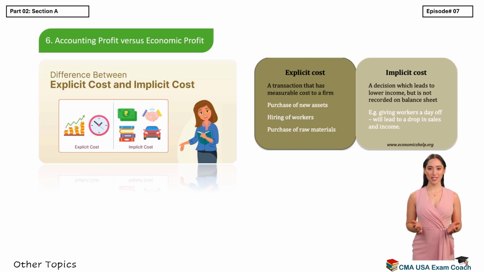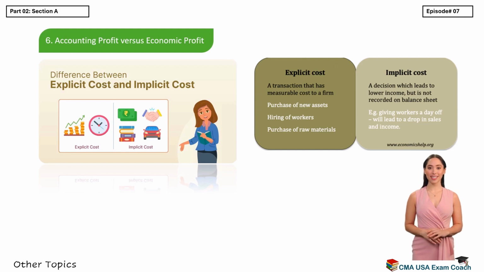Implicit costs, on the other hand, are the opportunity costs of using resources already owned by the business. These costs are not directly paid out in cash and are not recorded in financial statements. Instead, they represent the income that could have been earned if the resources were used differently. For example, if a business owner uses a building they own for their shop, there is no rental payment made. However, the rental income they could have earned by leasing that building to someone else is an implicit cost. Similarly, if an owner spends time managing the business instead of working elsewhere for a salary, the foregone salary is also an implicit cost.